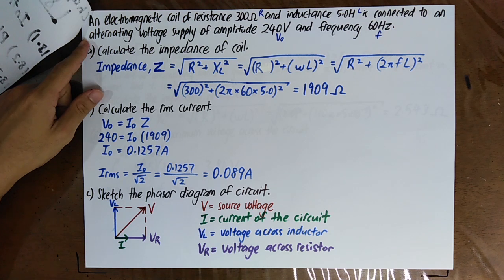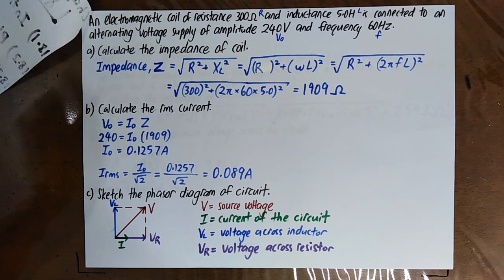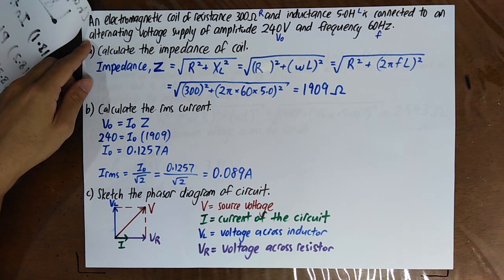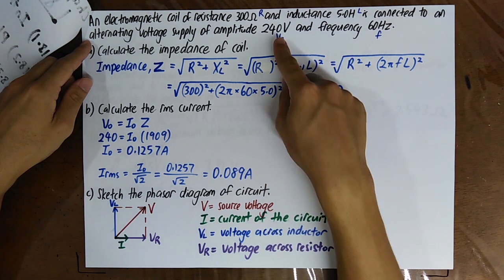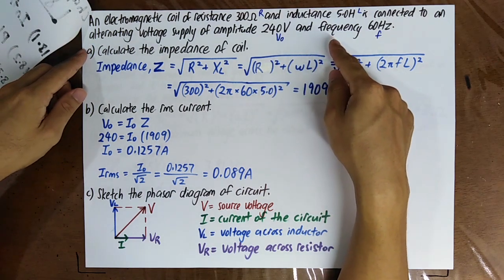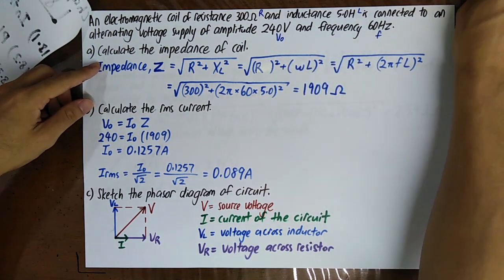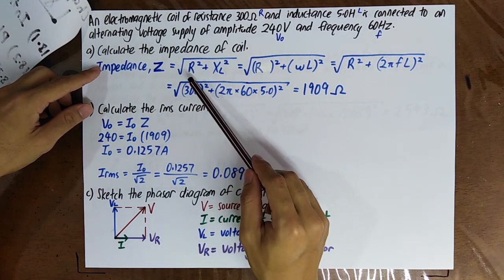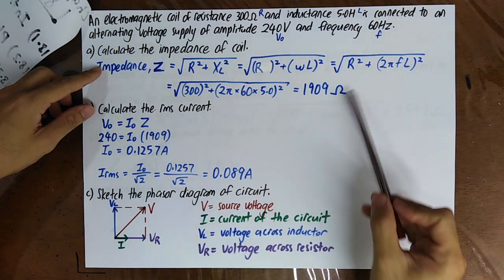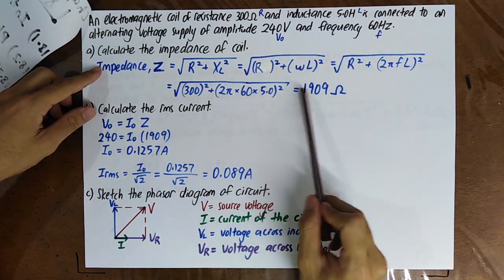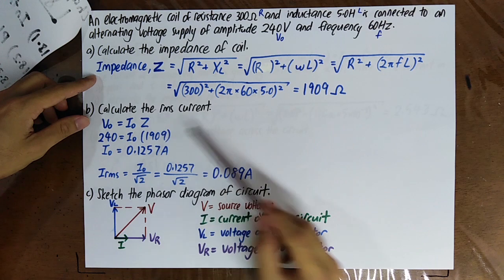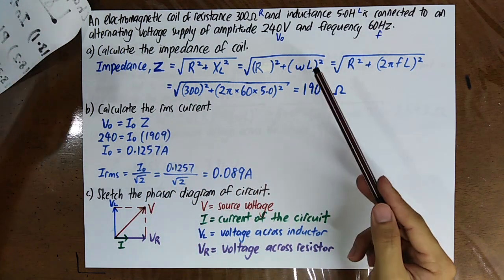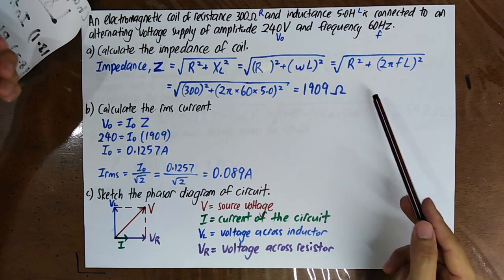An electromagnetic coil of resistance 300 ohm and inductance 5 Henry is connected to an alternating voltage supply of amplitude 240 volt and frequency 60 Hz. Calculate the impedance of the coil. Impedance of the RCL-series circuit is like this. Then you substitute everything inside, then you can get the impedance. Remember, the impedance, the reactance and the resistance have the same unit, which is ohm.